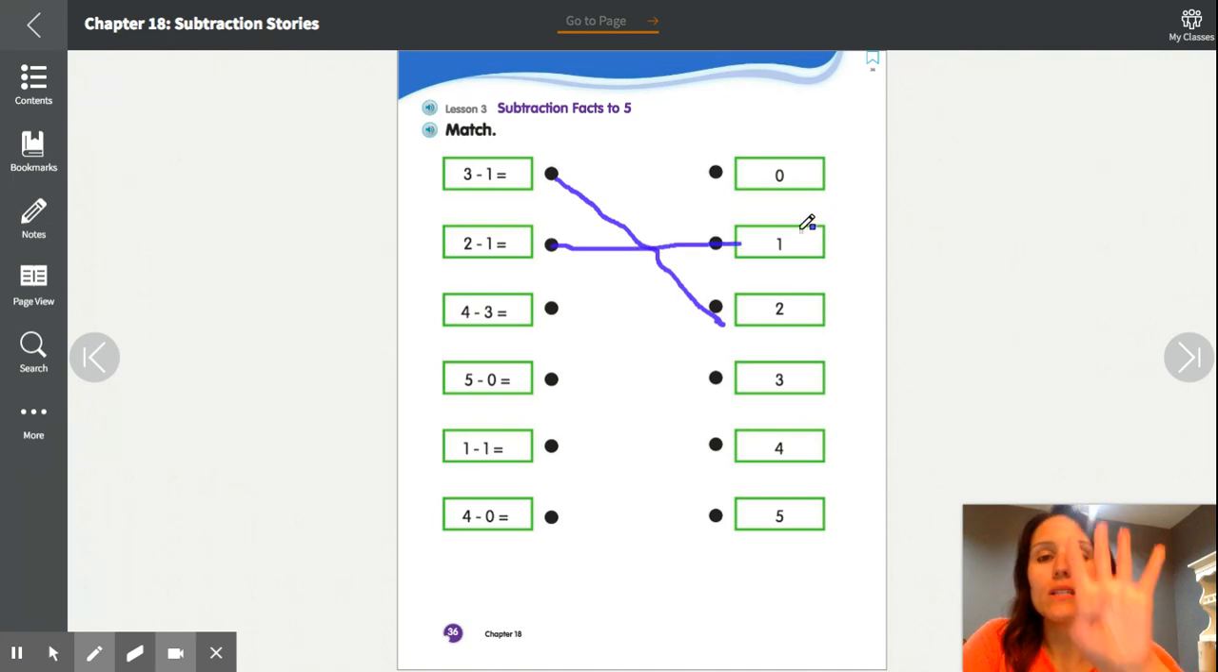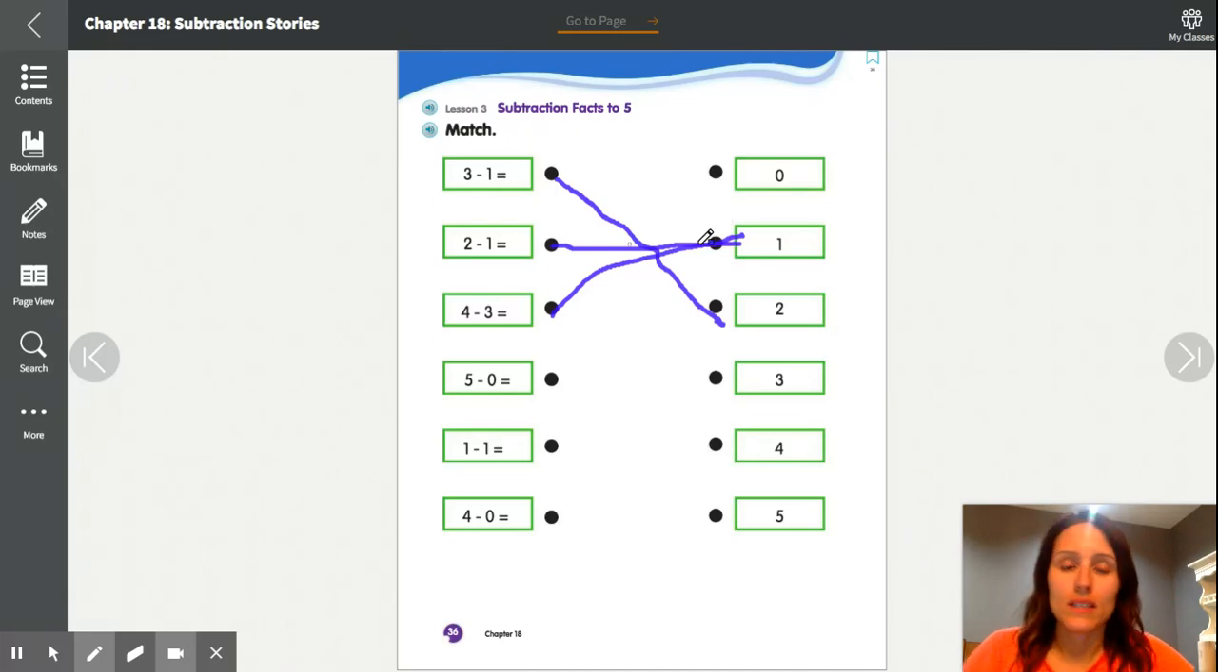The next one is 4, take away 3. 1, 2, 3. What's our answer? 1. Good. And I know that for some of these, the lines are going to look a little crazy, but 1 is the answer for 2 of the problems, and that's okay.